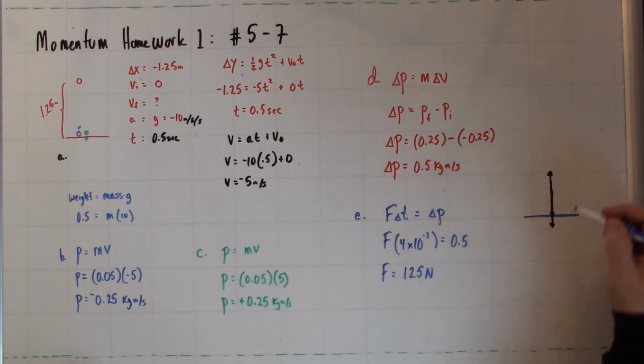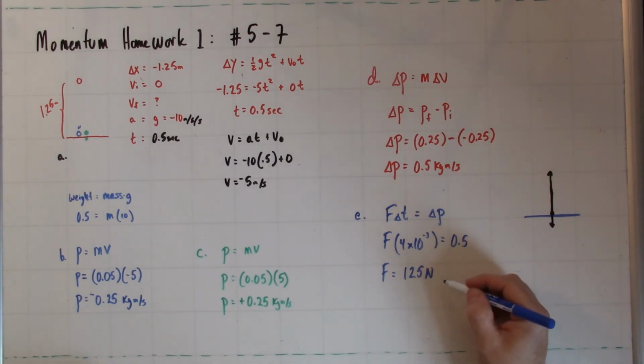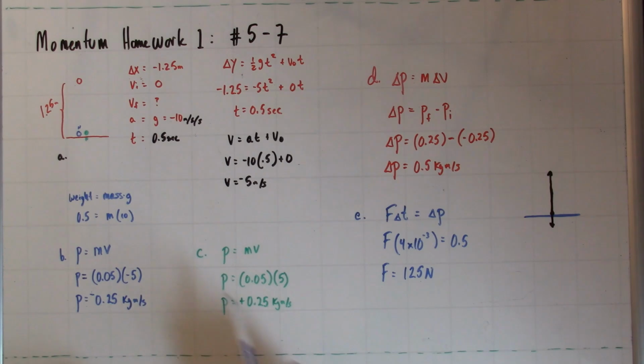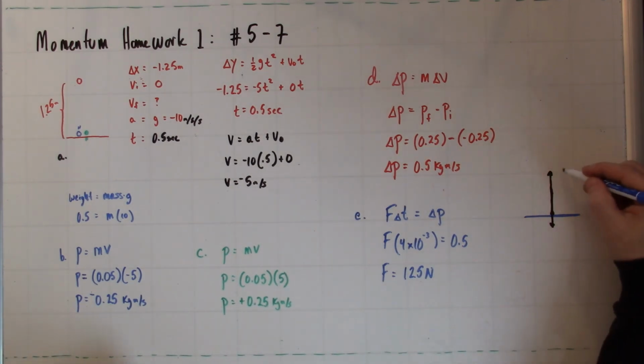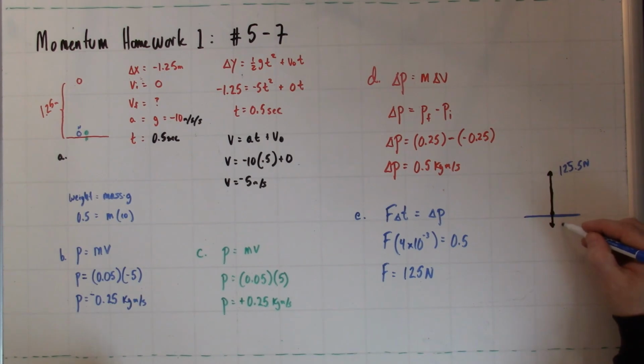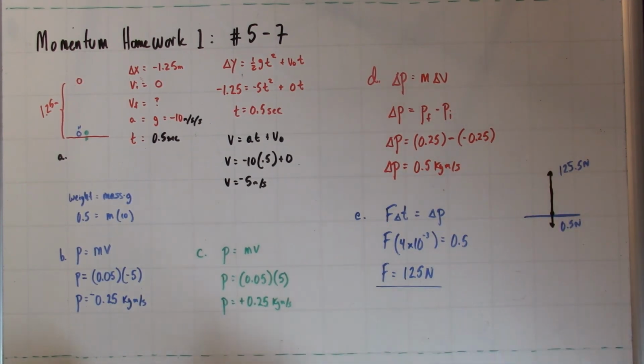So in this case, this is the net force. We know the earth is pulling it down with this 0.5, so then the force by the floor would be 124.5. So the floor would be 120, oh no, it's got to be more, 125.5 newtons, and the ground is 0.5 newtons, because this is the net unbalanced force. And that's all for momentum homework 1.